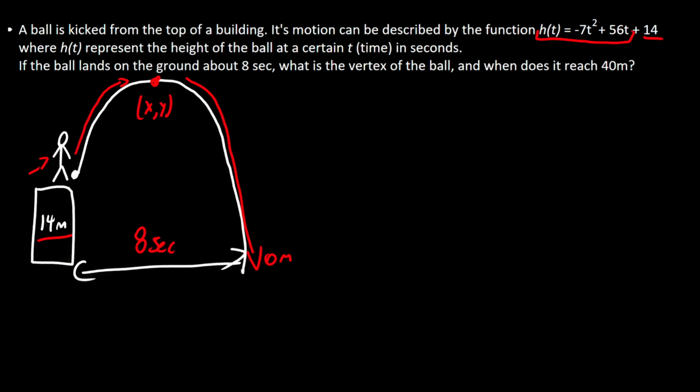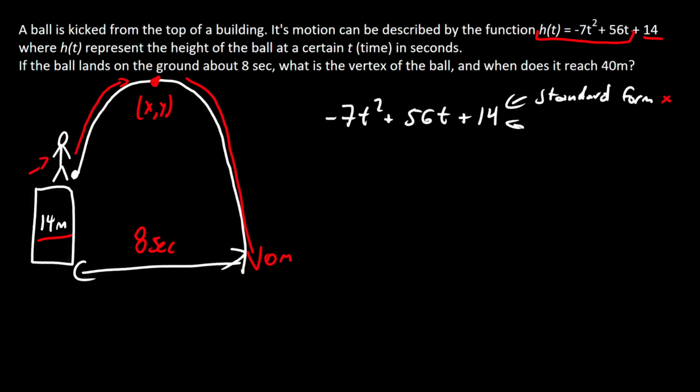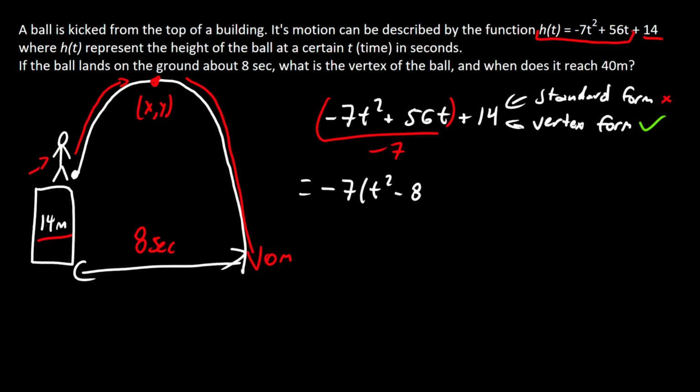First, let's take a look at our equation, h of t. It equals negative 7t squared plus 56t plus 14. Right now it's written in standard form, which we don't want. We want it in vertex form, so that we can extrapolate the ball's max height and at which point it occurs. To turn this into vertex form, we're going to want to complete the square. To do that, we're first going to divide these first two terms by negative 7. This equals negative 7 times t squared minus 8t plus 14 outside of this bracket.